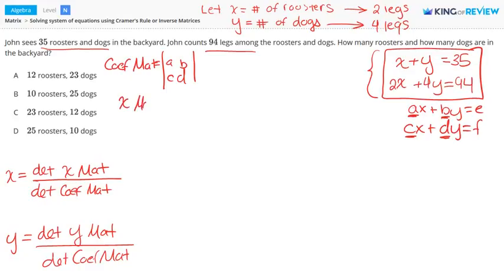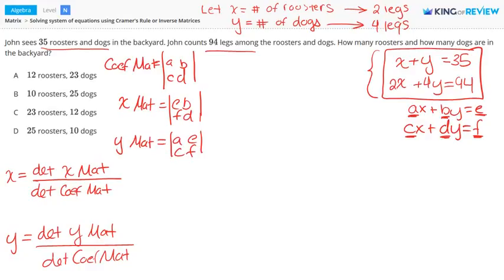The x matrix, this starts out with E and F. And you can see that E and F are the constants of the two linear equations. And then we have B and D. And then the y matrix. This equals A, C, E, F. So now we know the setup for the 3 matrices.